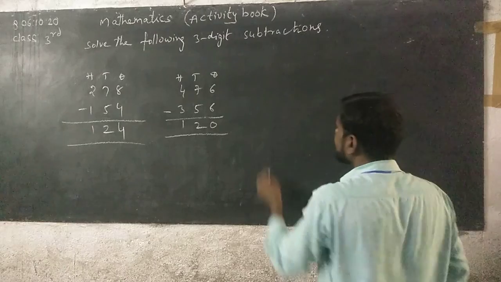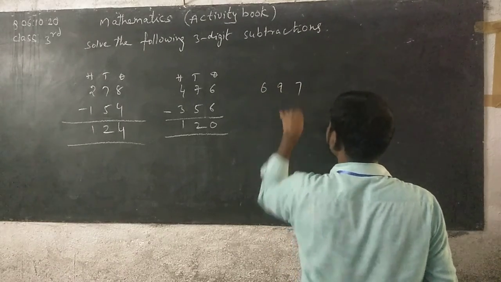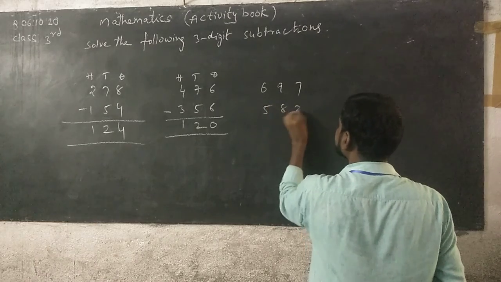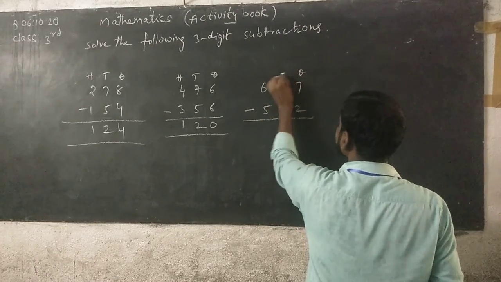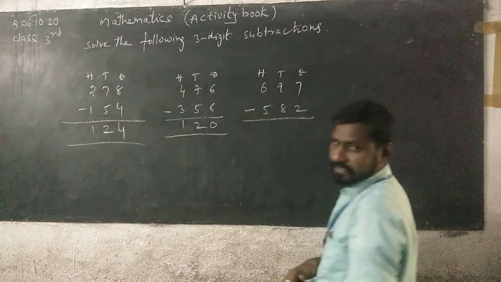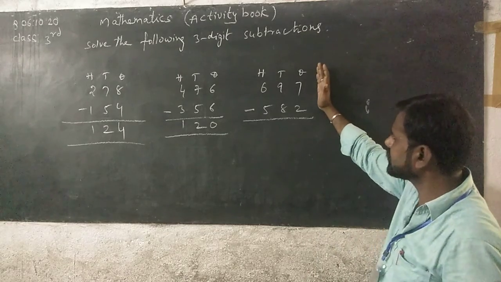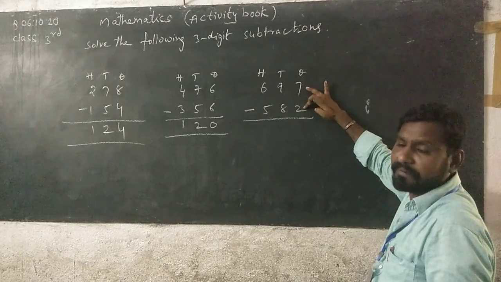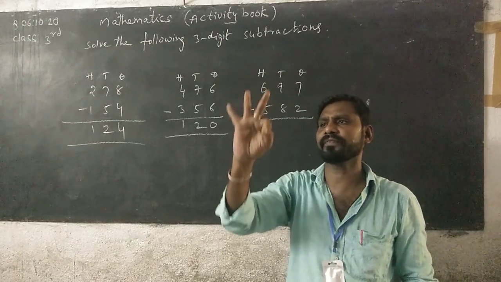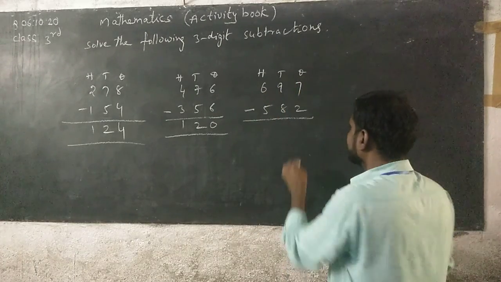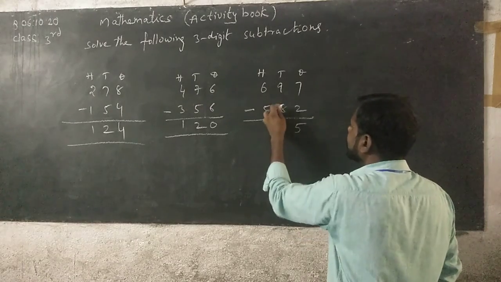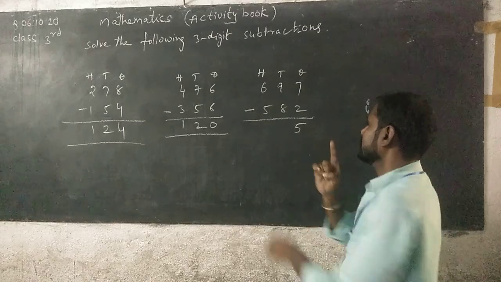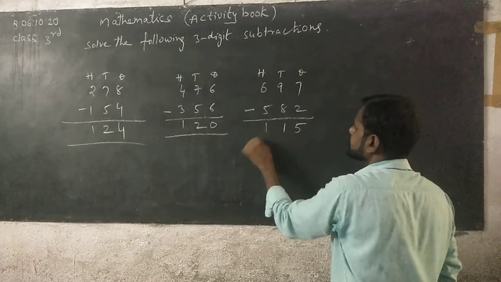Next, 697 minus 582. This is the ones place, this is the tens place, this is the hundreds place. First subtract the digits in the ones place. 7 minus 2, it is possible. You can count 2 after up to 7: 3, 4, 5, 6, 7. You get 5, write it down. Next, 9 minus 8, 1. 8 after you can count 1, that is equal to 9. Next, 6 minus 5 also.